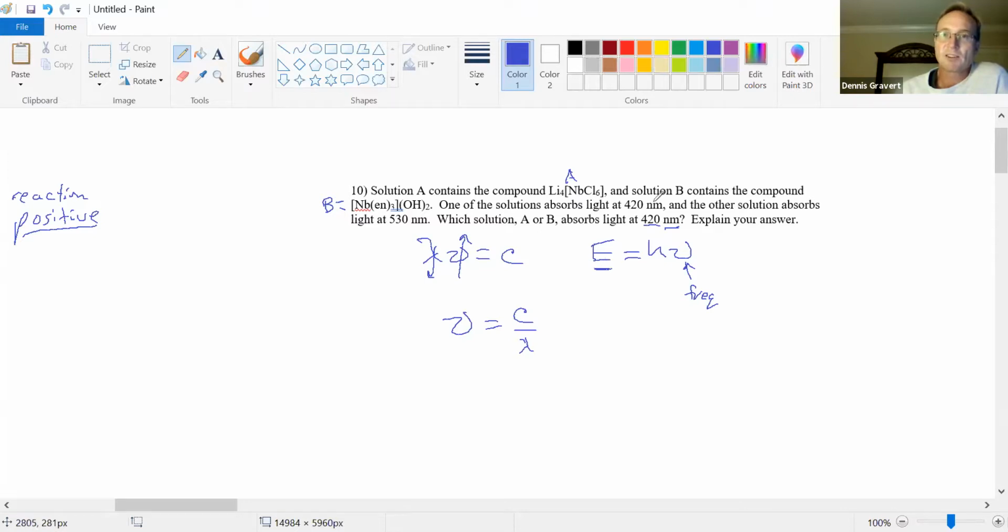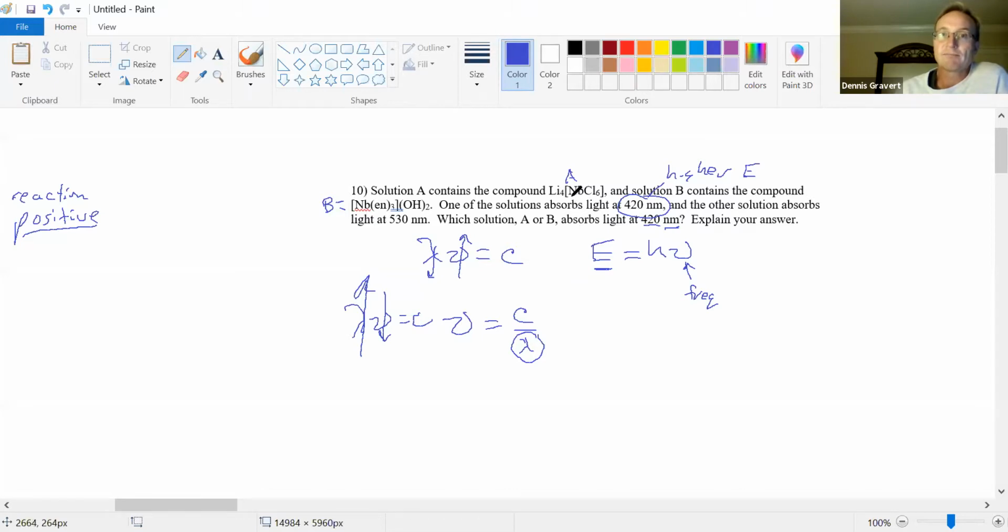Which one has a higher energy, 420 or 530? The smaller wavelength. This one has high energy. Higher E, higher frequency. I mean, if the lambda is bigger, so if you make lambda big, then the frequency has to come down. And that means the energy comes down. Okay, but we said the 420 is a higher energy.